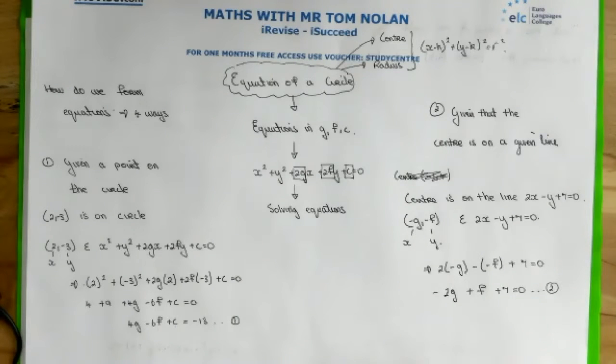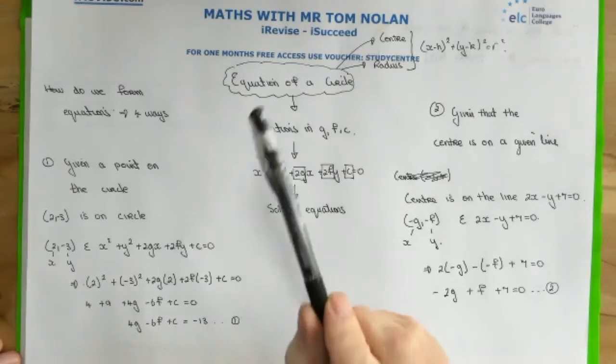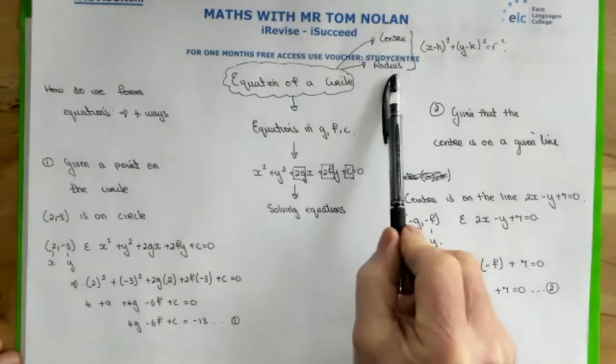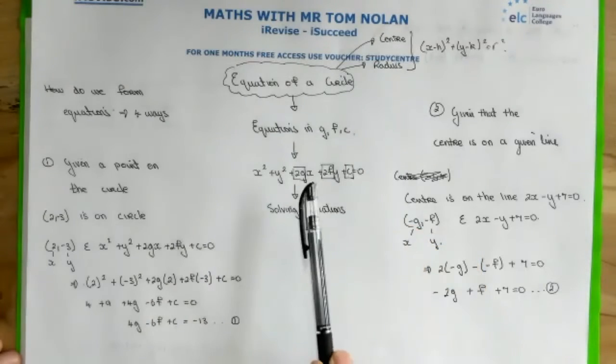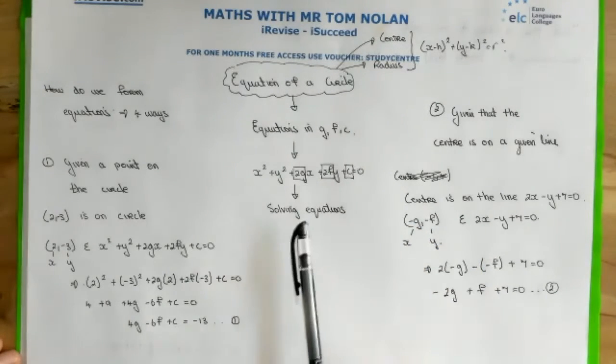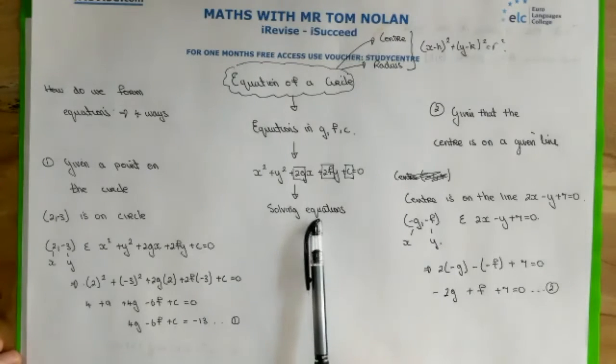Okay, so once you understand this, you won't have difficulty. I'm asked to find the equation of a circle. I can't get the center and the radius. The circle is called this, and I form equations. There are four, perhaps five, ways of getting equations.